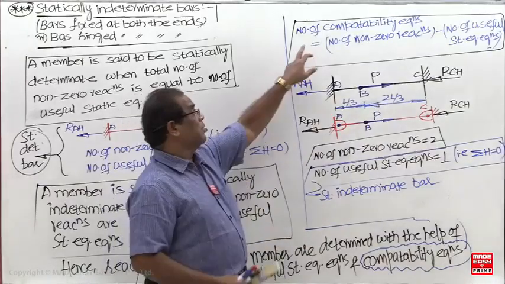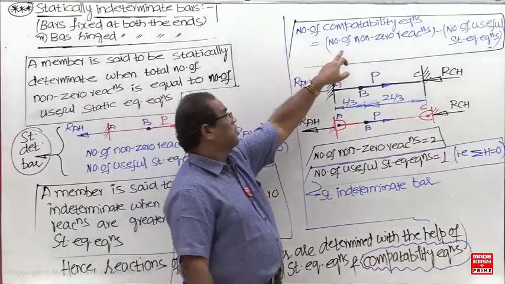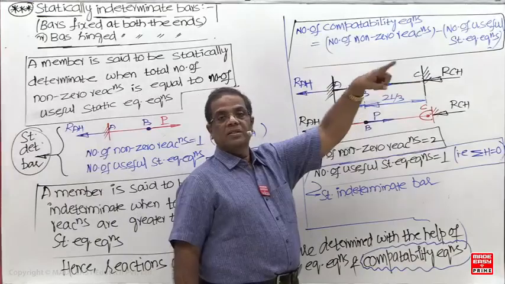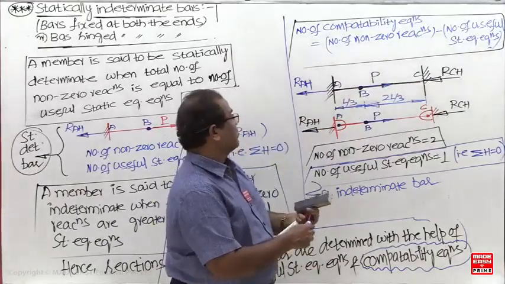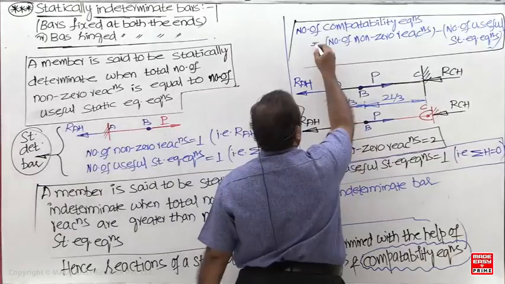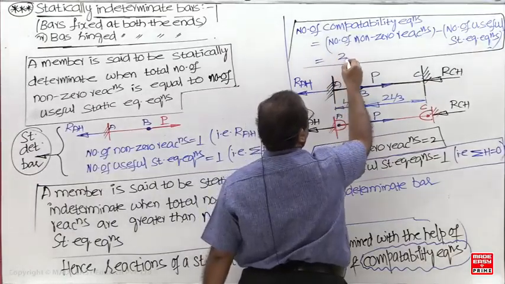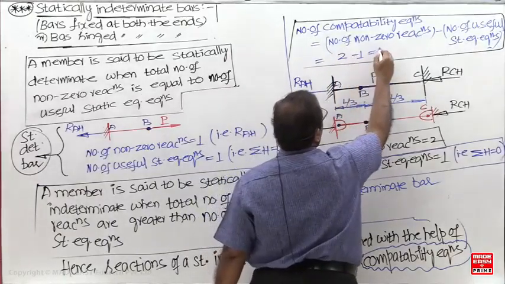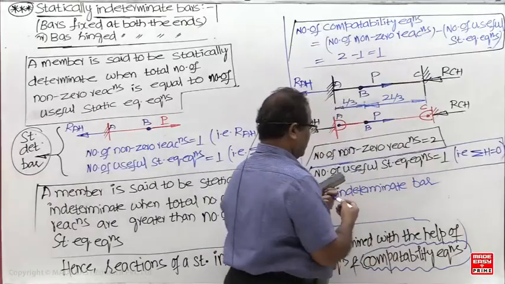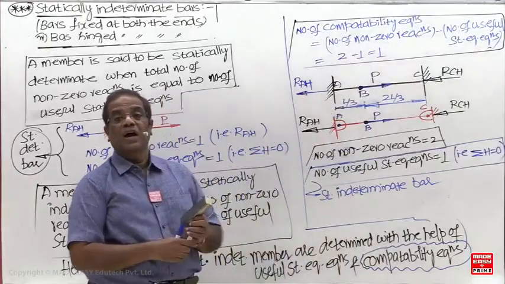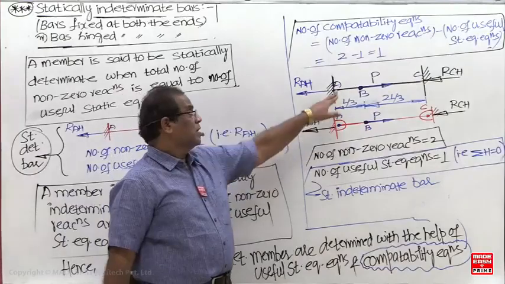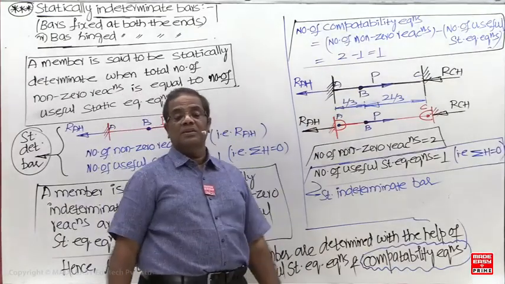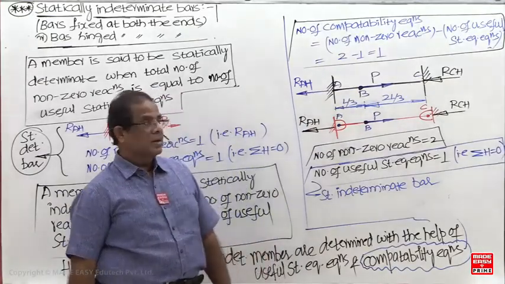Then how many compatibility equations are required now? Unknowns are 2, equation is 1. Therefore you need one compatibility equation. For this case, how many compatibility equations? Non-zero reactions are 2, equation is 1, so you need one compatibility equation. To find the unknowns, we need 2 equations. Already one equation is there. Now you have to write down one compatibility equation. What is the compatibility equation now?